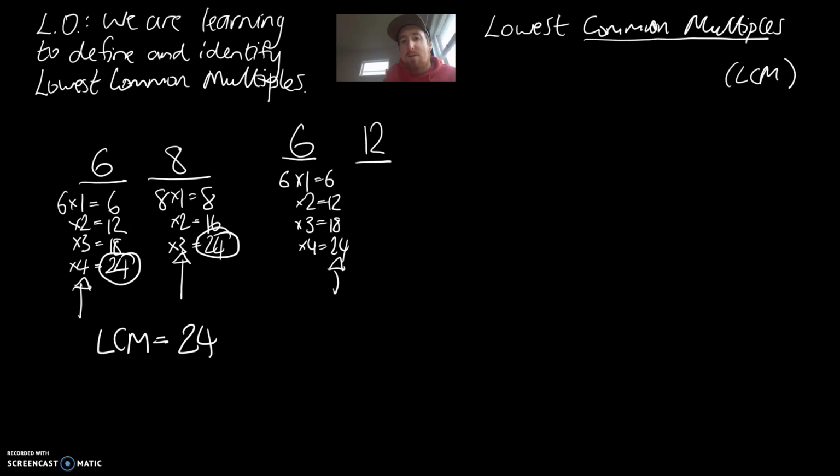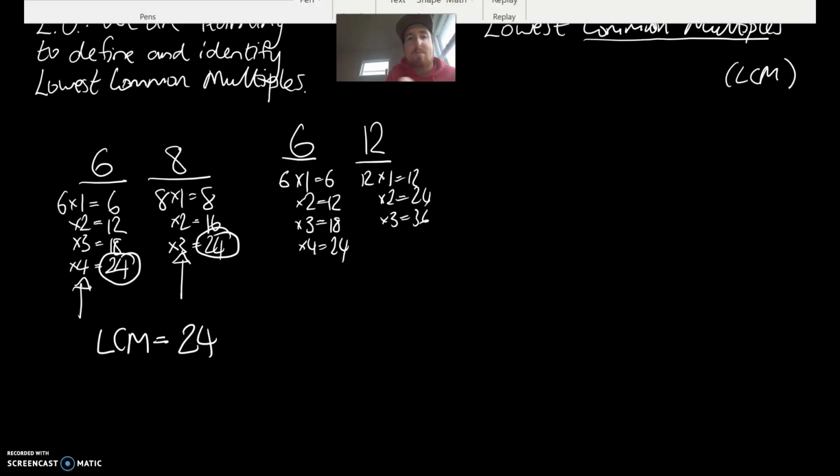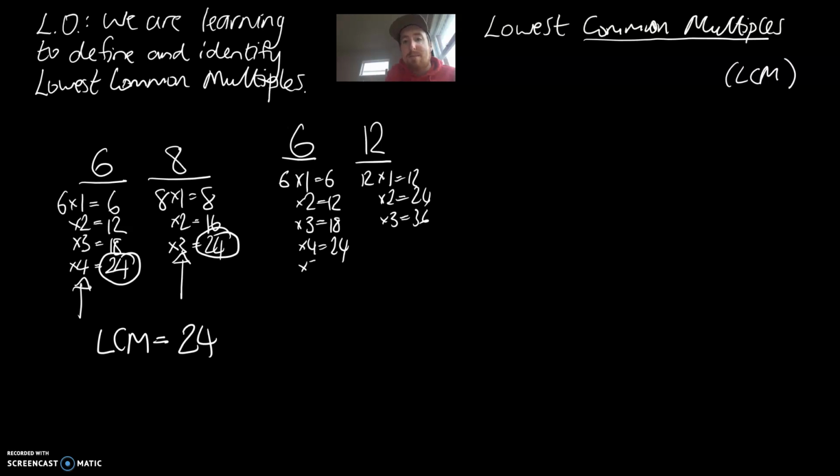Let's do the same for 12. Let's do a couple for 12, see if we can identify one that will be in common. So 12 times 1 is 12. Let's do times 2, 24, and times 3, 36. And what I'm actually going to do is keep going on the 6 column just to demonstrate something. So if we did times 5, that would have been 30, and times 6, that would have been 36. So we've got our list. These are our lists of multiples.